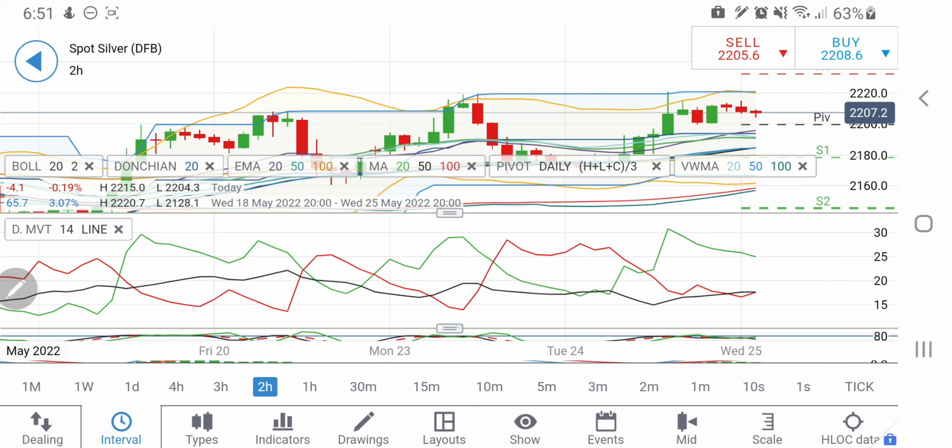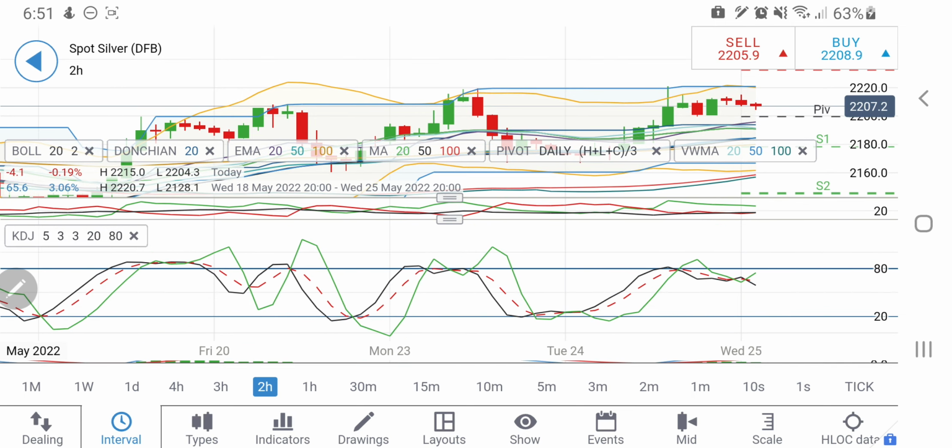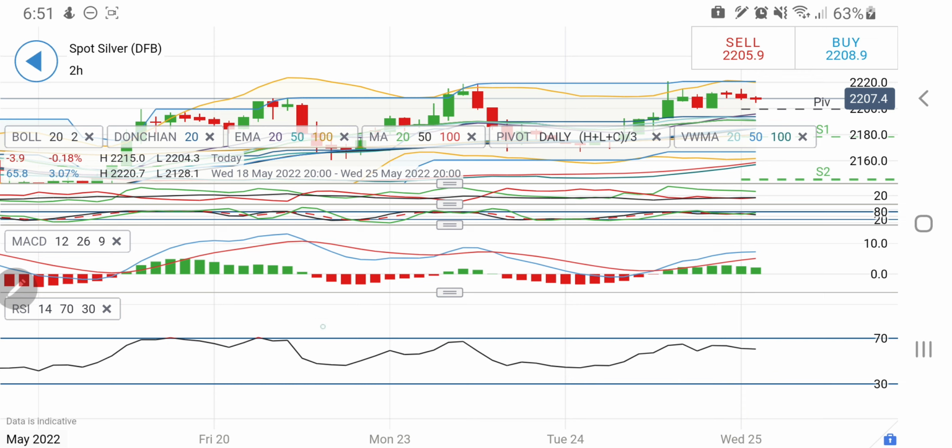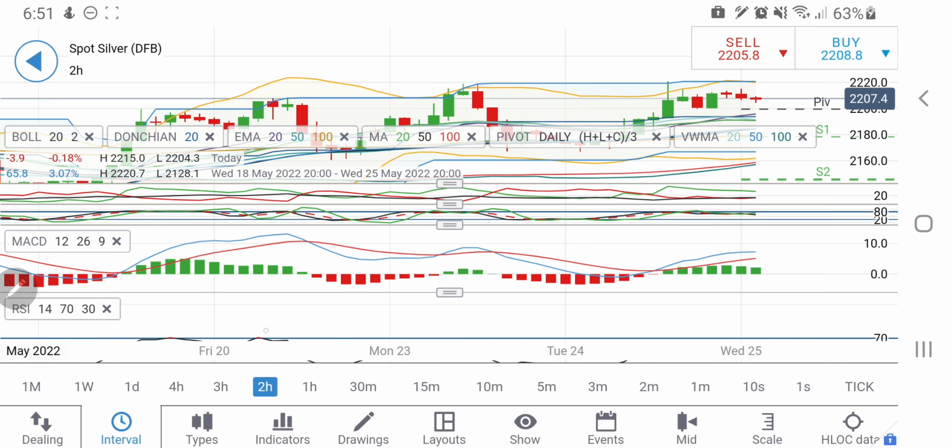Directional movement, if you look at it, is still bullish. The stochastic is near the top. The MACD is still bullish, but trying to converge, indicating the bullishness is diminishing and may try to cross over for a sell. The RSI is trading flat.